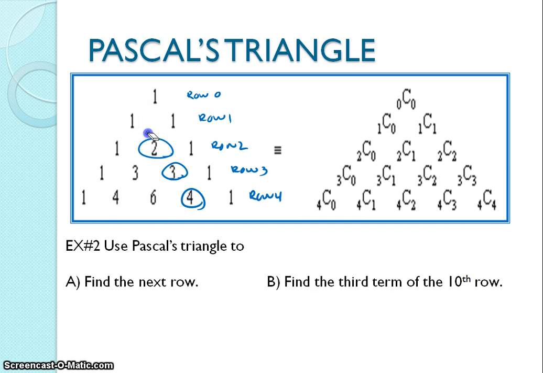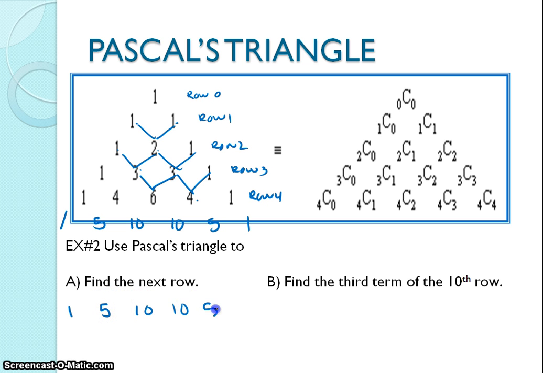The way we find the next row is that the 2 numbers above a number sum to be that number below it. So 1 and 1 make 2. 1 and 2 make 3. 3 and 3 make 6. 3 and 1 make 4. So to find the next row, well, 1 goes on the outside. 1 and 4 is 5. 6 and 4 is 10. 4 and 1 is 5, with the 1 on the outside. So the next row, the 5th row, is 1, 5, 10, 10, 5, 1.